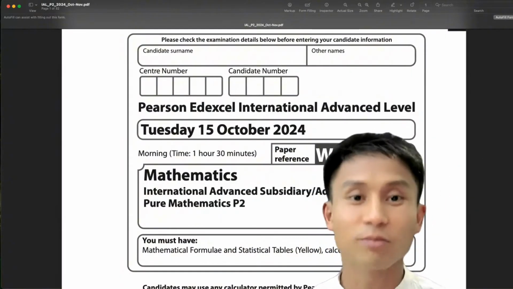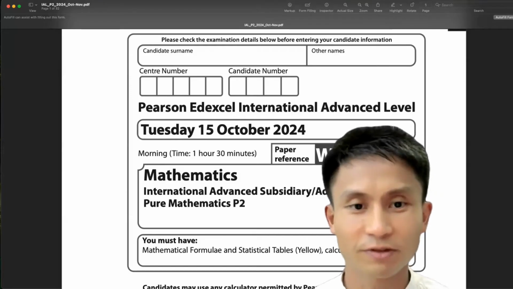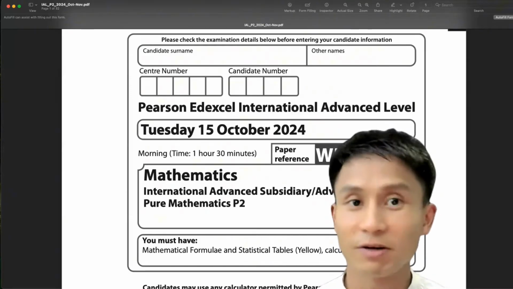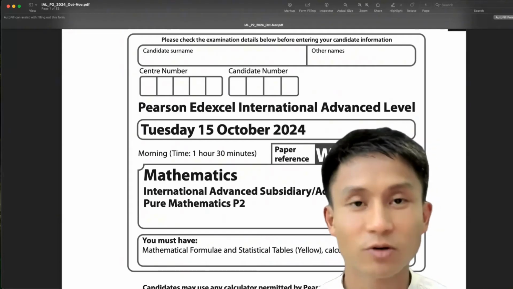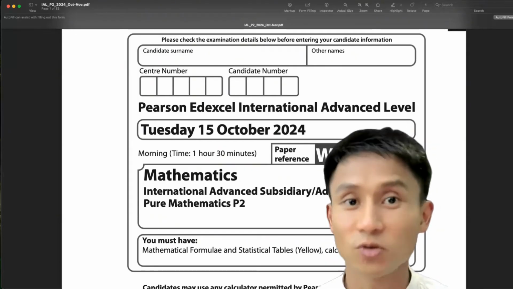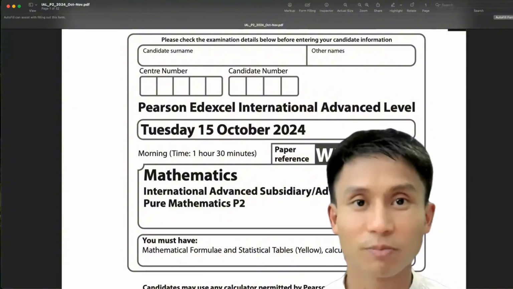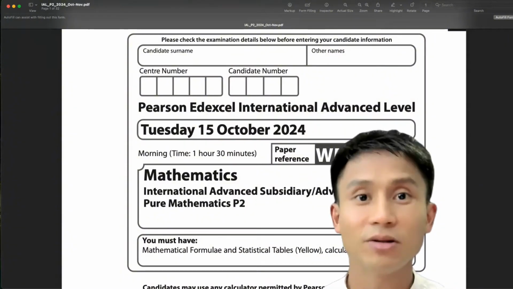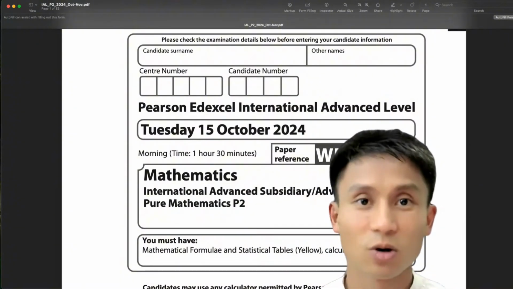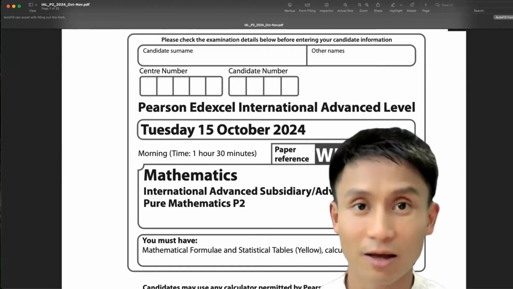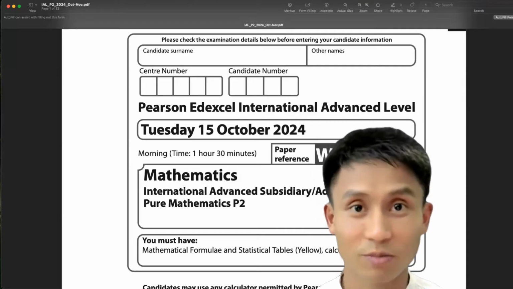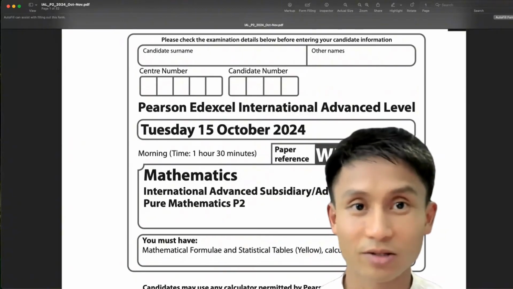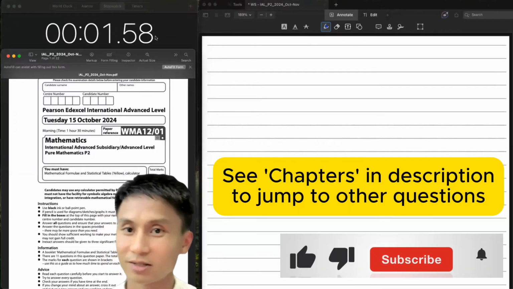Today I'm going to walk through another paper, P2, 15 October 2024. I have never seen the paper before, so this is going to be a live walkthrough. The reason I'm doing this is so that you guys will know how I approach the paper unseen, under real exam conditions. So I'll be timing myself for an hour and a half, and I'll tell you my thought process as I do the paper. And after I hit the timer, there'll be no cuts, no edits. So the timer has started.